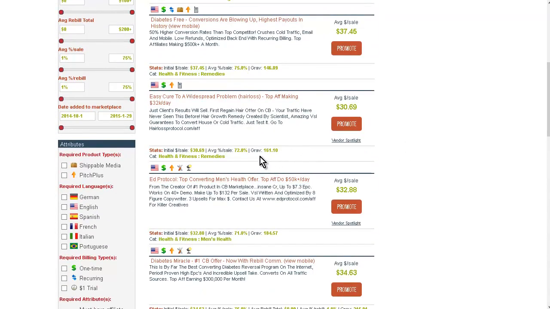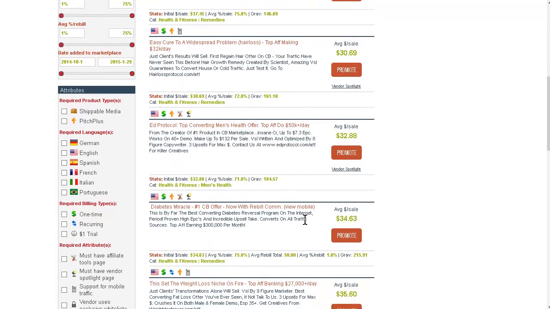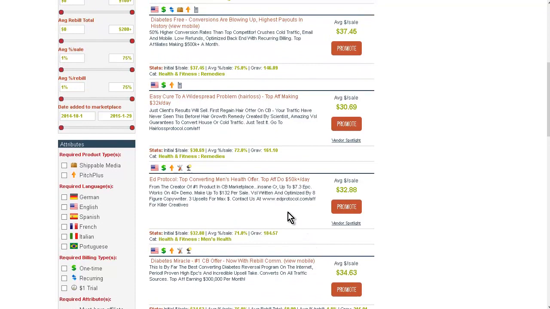Okay, so let's look at this one. Gravity 161.1. What that means is that 161 affiliates have sold at least one copy of the product in the last month, I believe it is. Okay, so that doesn't really tell you a lot about total sales. For instance, there may be one here with a gravity of one, and that gravity of one may be that one affiliate sold 1,000 copies and they would still have a gravity of one. So there's not a direct correlation there.